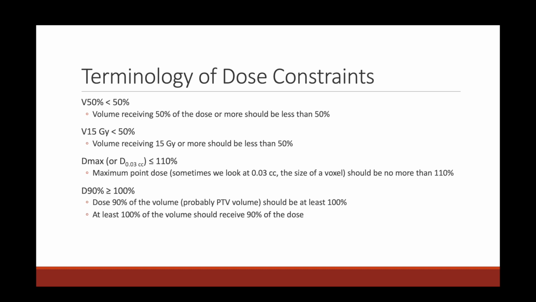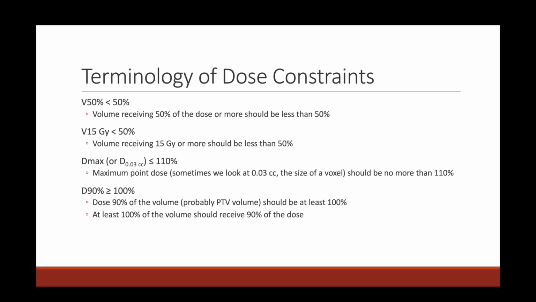When we say V 15, what we really mean, and it gets tricky because you have to know if you're talking about a percent or a dose, and that should typically be specified. You can express the volume receiving 50% of a dose, but you can also express it as an absolute dose. So you can say V 15 gray, so that means the volume receiving at least 15 gray, the volume receiving 15 gray or more, should be less than 50%. So anytime you see a V something, whatever number is on the other side of that sign is going to be referencing a volume.